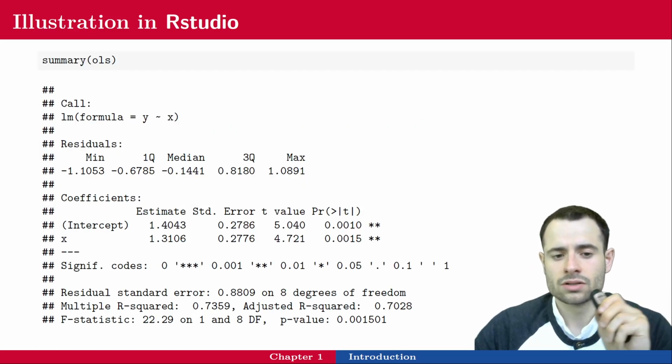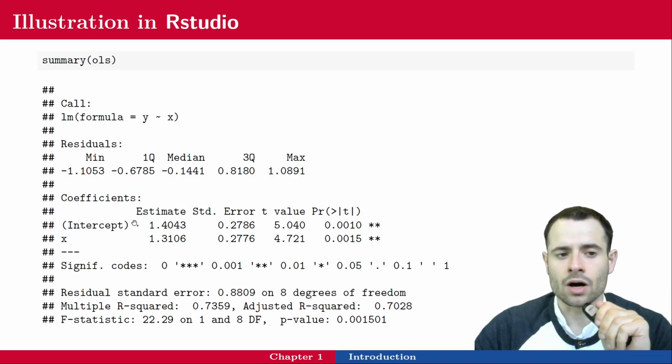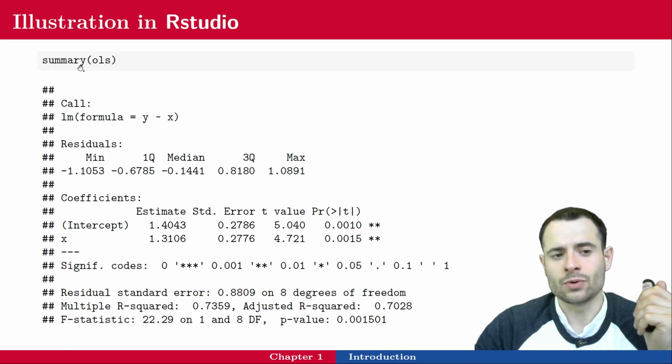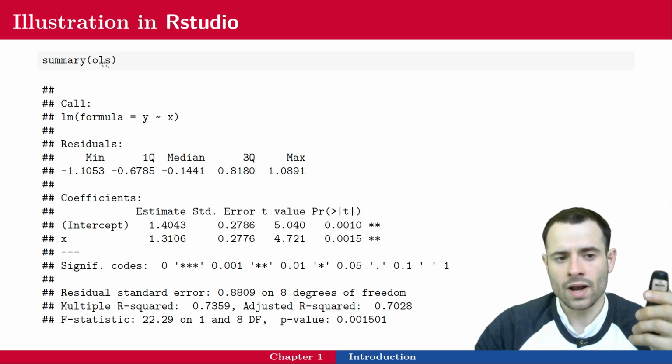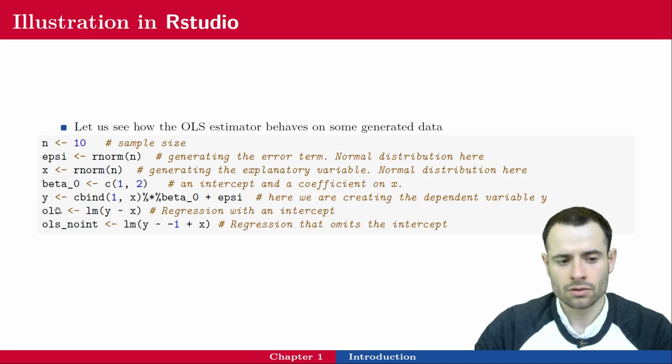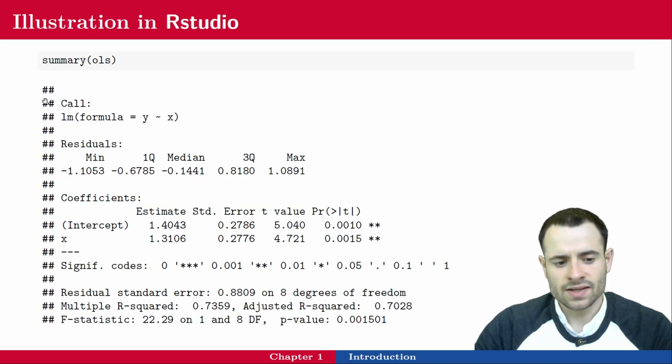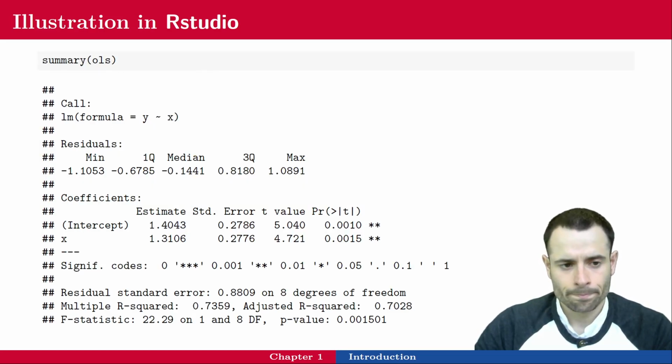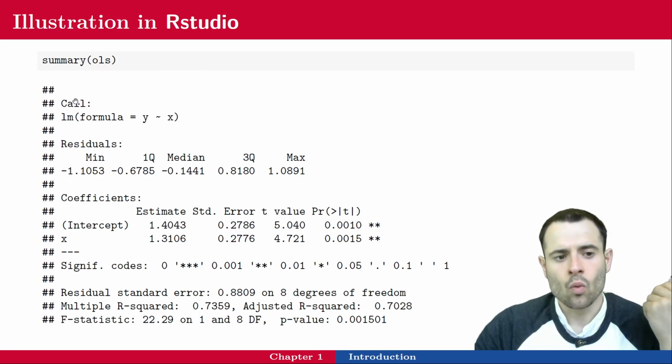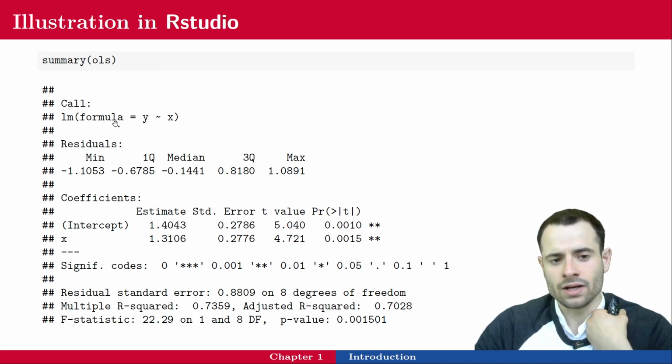Let's see how it looks once I ask R to spit out the summary of my model. OLS is the name of my model from here. So when I say summary, this is what R is going to show me. So R first says, what did you ask for? I asked for this thing, and that's a formula.